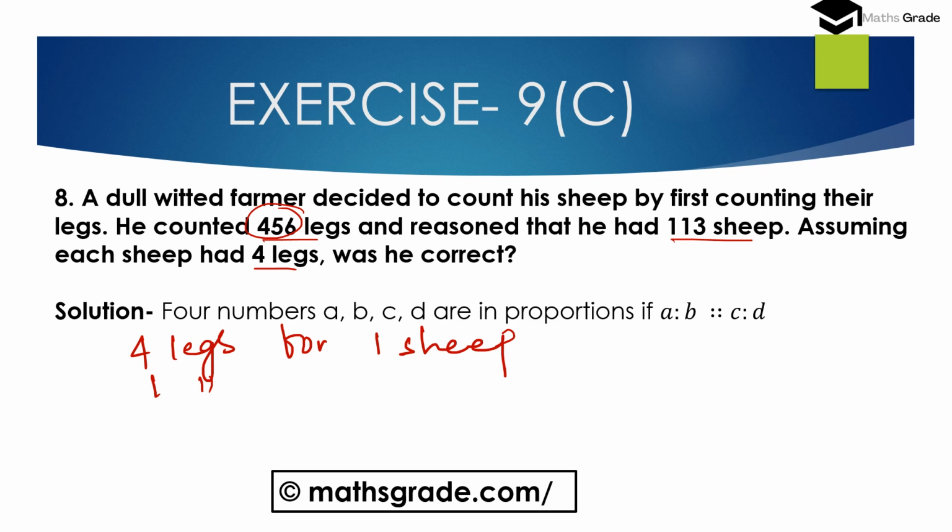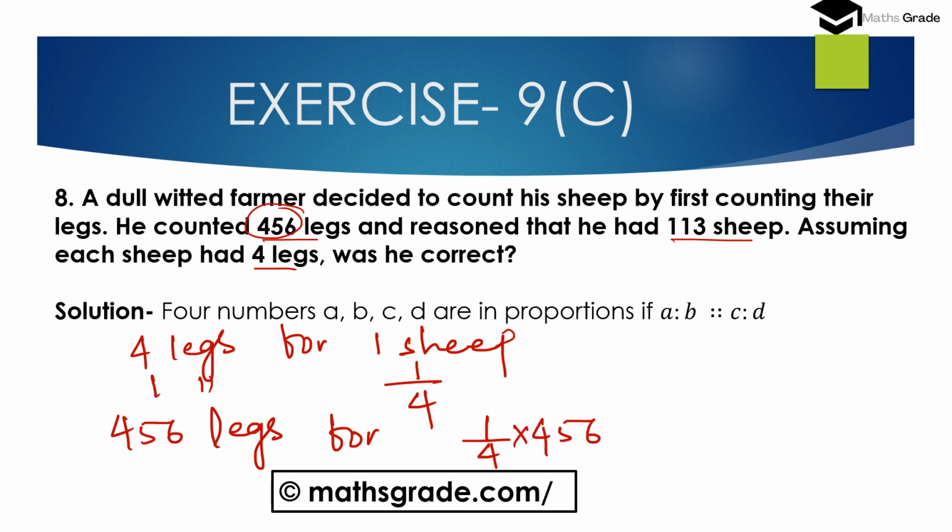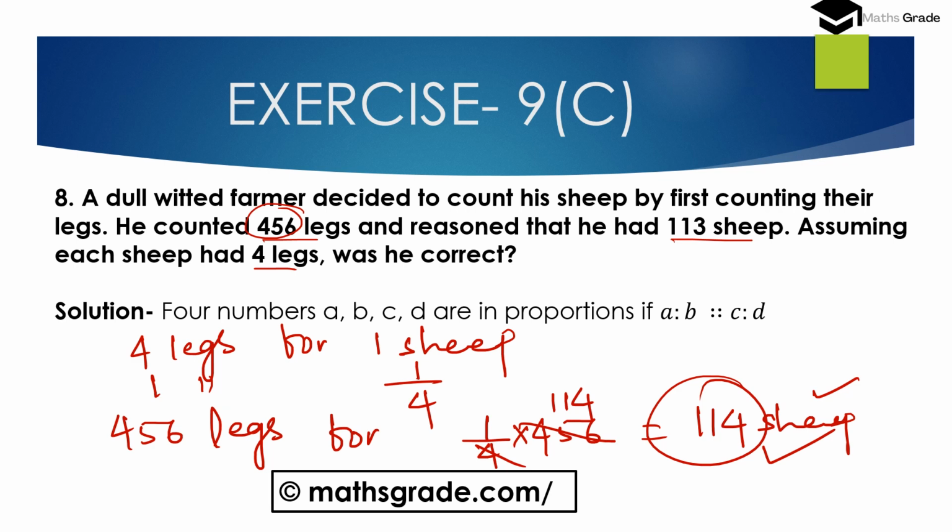So 1 leg for 1 divided by 4, and 456 legs for 1 divided by 4 multiplied with 456, which is equal to, cancelling 456 with 4: 4 1s are 4, 0; 4 1s are 4, 5 minus 4 is 1, 16, 4 4s are 16. 114 sheep. So 114 is the answer.